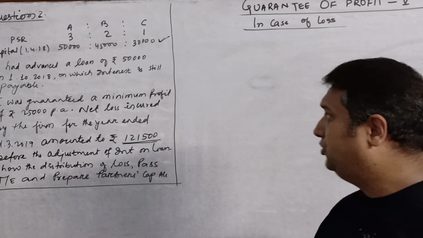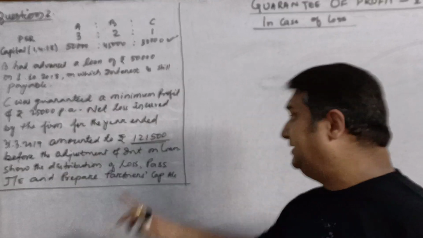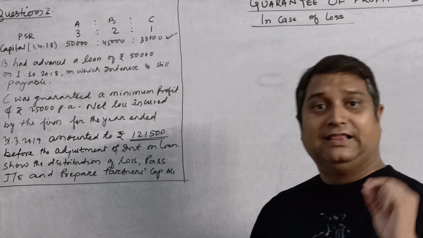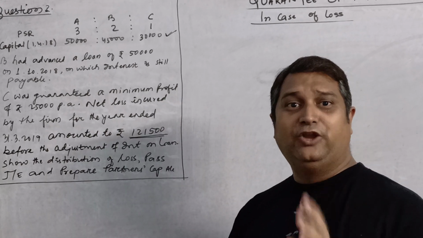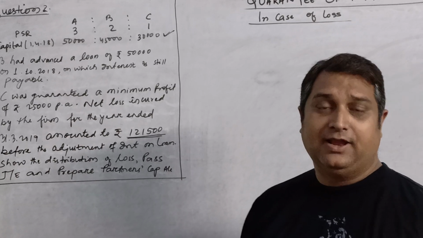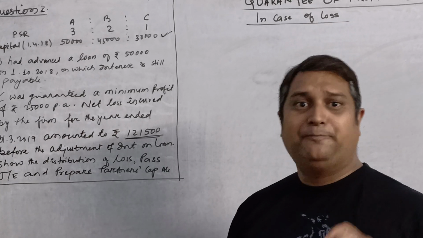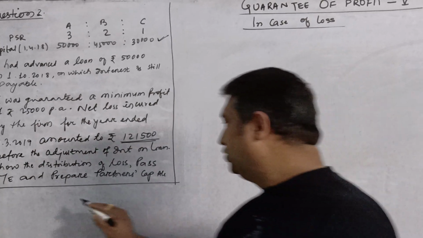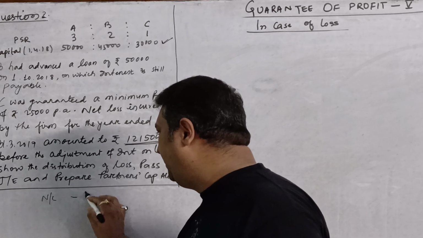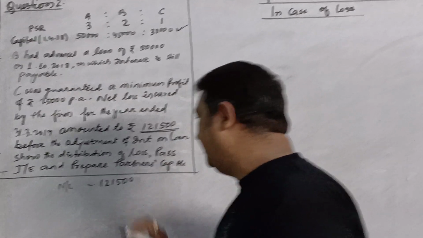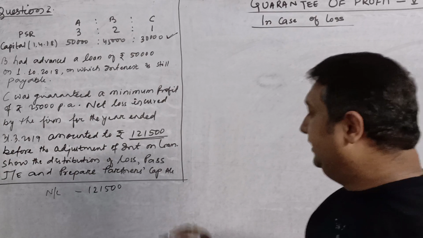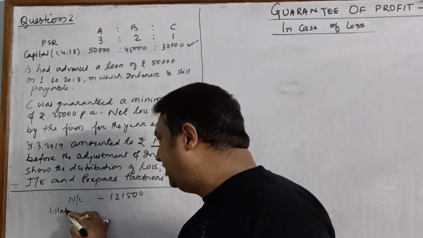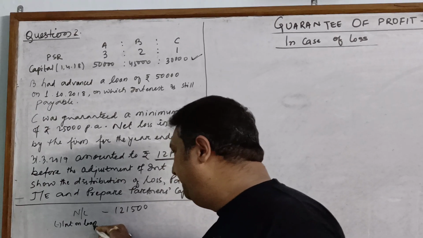Now before I move ahead, children, let me tell you that this is a net loss. And as I told you previously also, in case of a net loss, we don't make any appropriations. But if there is any charge, we make provisions and make the payment entry for the charge against profits. So over here you have a net loss of rupees 1,21,500. And out of this net loss, you have to pay interest on loan, B's loan.